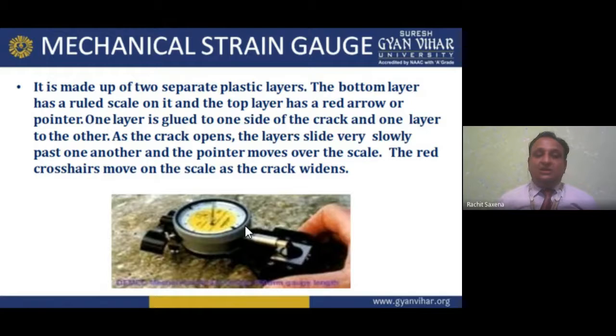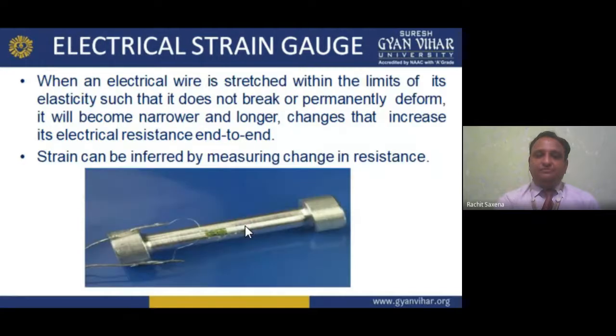The red crosshair moves over the scale as the crack widens. If the crack widens like this, the crosshair moves on the scale. This is how the mechanical strain gauge works. I hope you understand. Now move forward.